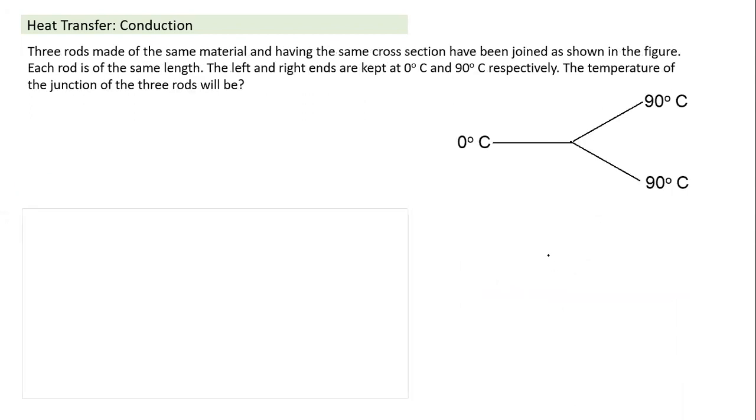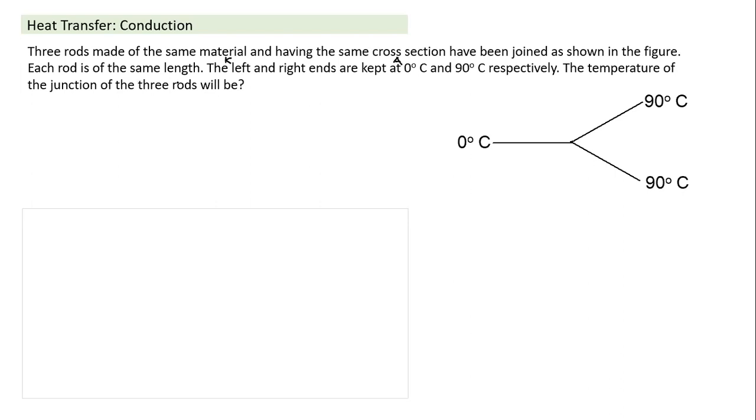Okay, some more questions here. 3 rods of the same material, so the K is the same, having the same cross section, A is also the same, have been joined as shown in the figure. So it is joined like this. And whenever it is given, we always assume sides are insulated, so no heat flow, heat is flowing across the length only.